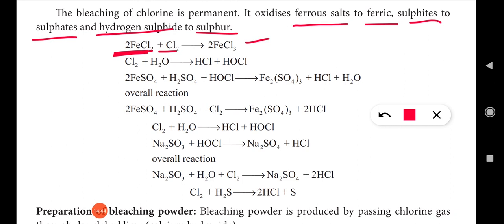Always, the oxidation number of iron here is +2. So here the oxidation number is +3. So here oxidation is happening. So ferrous chloride is oxidized to ferric chloride by chlorine. So this is on the next, sulfate.